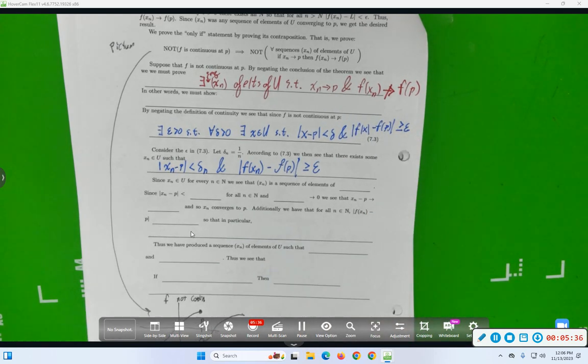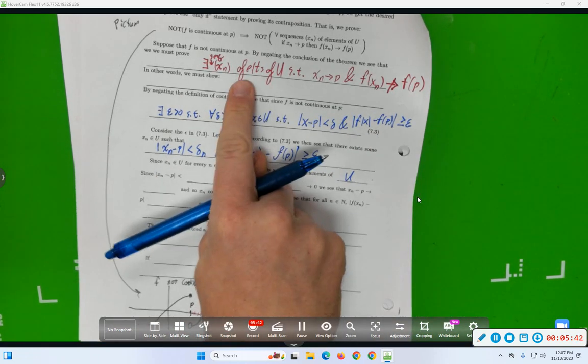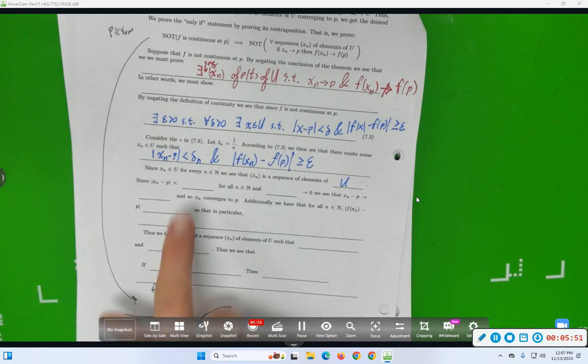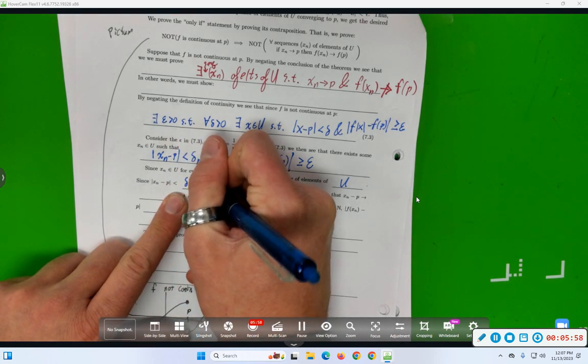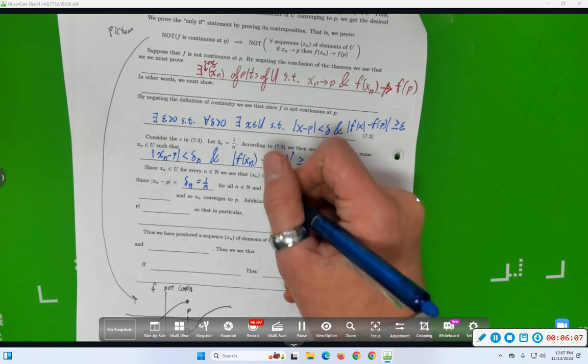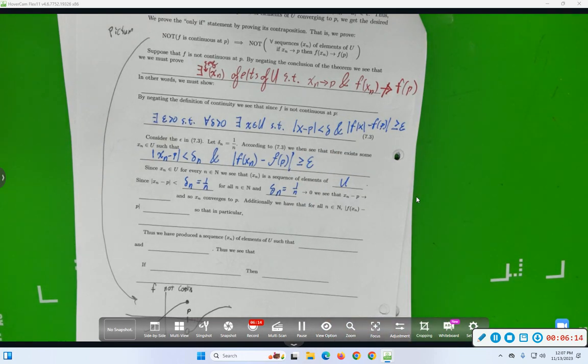So, since xn is in U for every n, xn is a sequence of elements of U. We have constructed something that satisfies the thing right after that there exists. The absolute value of xn minus p is less than delta n, which is equal to 1 over n. And we certainly have this delta n equal to 1 over n converging to 0. So I'm suppressing some details. I'm just saying here that now it's obvious that xn minus p goes to 0. Is that clear?